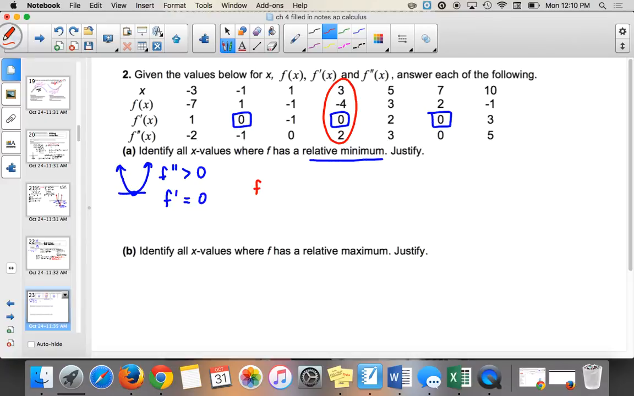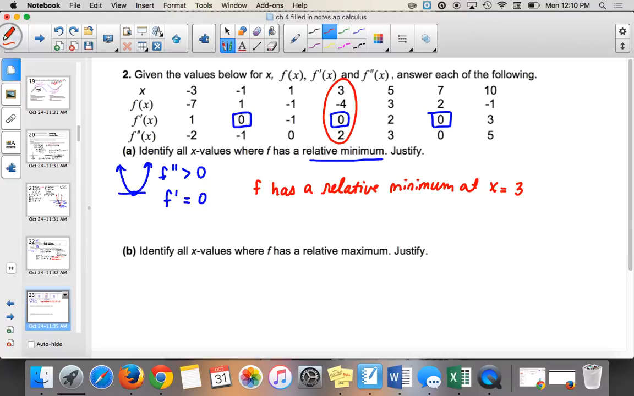So f has a relative minimum at x equals 3. Does everybody else get it? Is it just Katie right now? If it's just Katie, then I'll help you during 6.